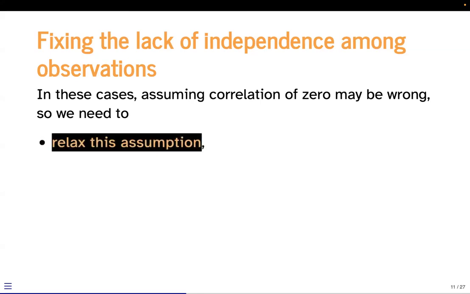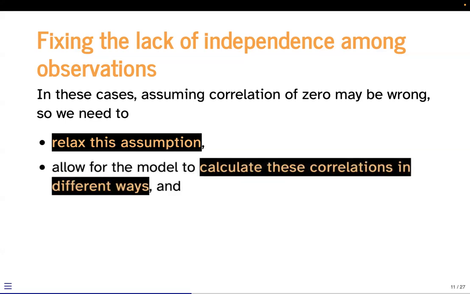So what we do then is we're going to relax this assumption. With the default model that we have, that assumes a correlation of zero, it does not even try to estimate the correlation. It already says it is zero because we're randomized. So we're going to relax that assumption to different extents and let the model estimate. It gives us an estimation of what that correlation may be using different ways, where some ways are going to be very simplistic, other ways are going to be more complex. There are going to be trade-offs there.